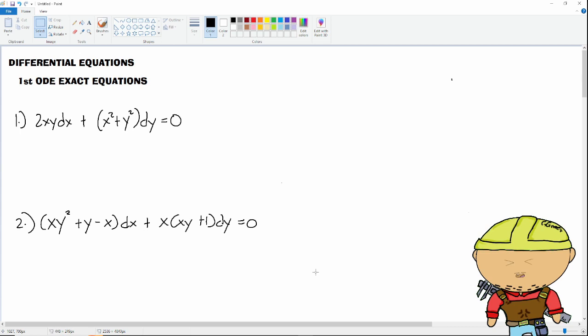And today we're in another episode of differential equations. First order differential equations and the third type: exact equations. Okay, so these are equations.